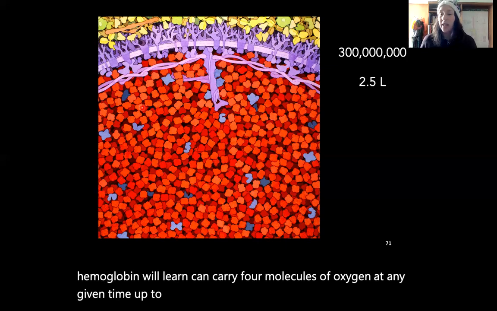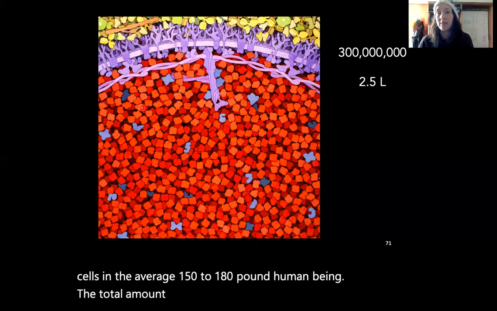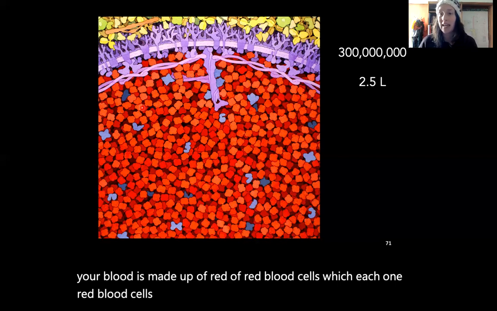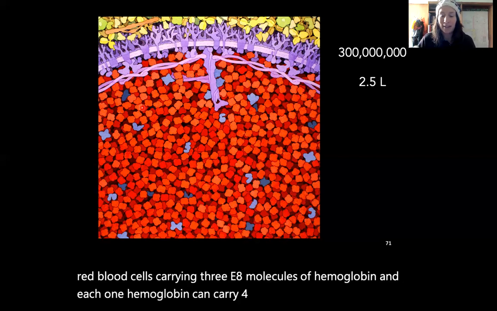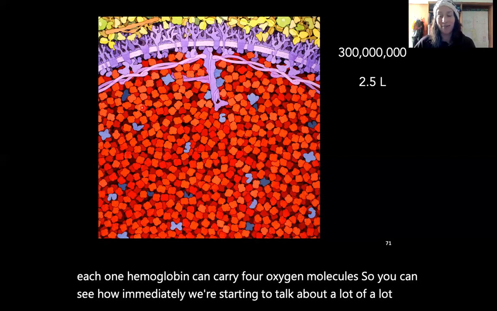2.5 liters is the total volume of red blood cells in the average 150 to 180 pound human being. The total amount of liquid blood there is about 5 liters. So half of your blood is made up of red blood cells, each one carrying 3E8 molecules of hemoglobin. And each one hemoglobin can carry 4 oxygen molecules. So you can see how immediately we're starting to talk about a lot of molecules of oxygen pumping around in your blood.